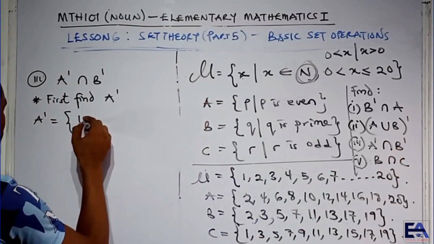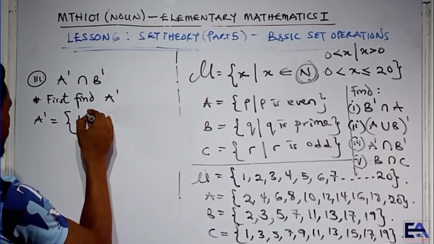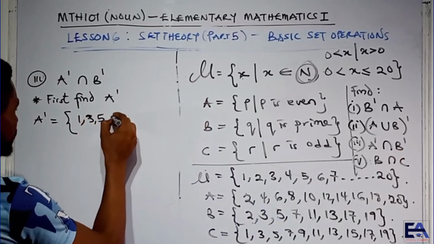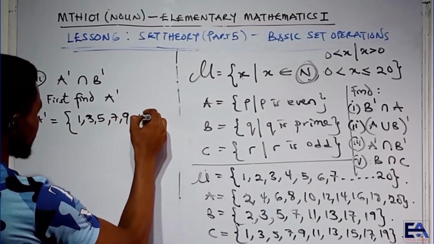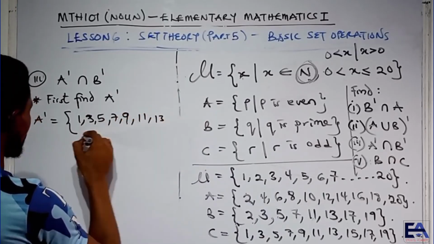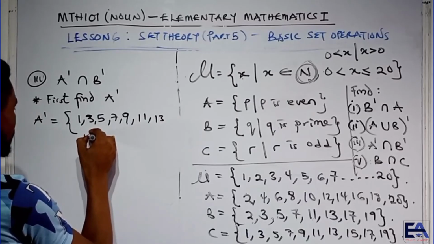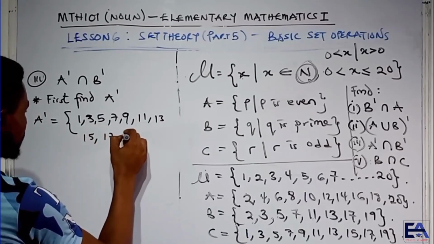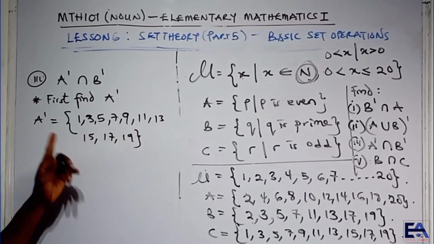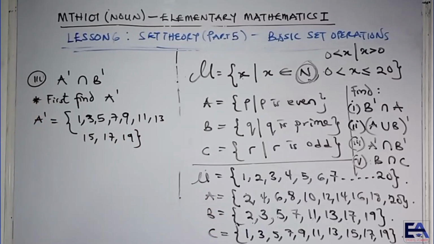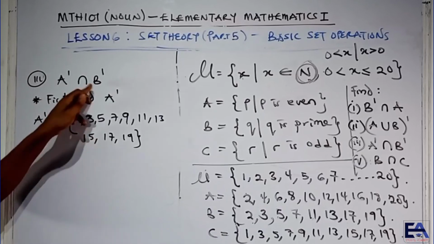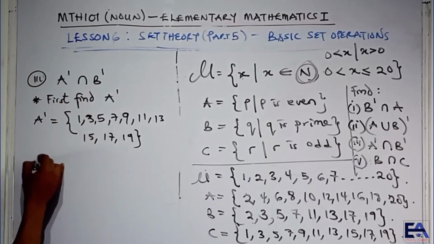Then that will be 1, 3, 5, 7, 9, 11, 13, 15, 17, 19. A complement is just the same thing as C. But the question says find A complement intersection B complement. So let's find B complement.